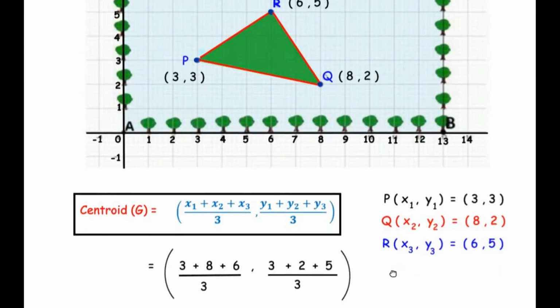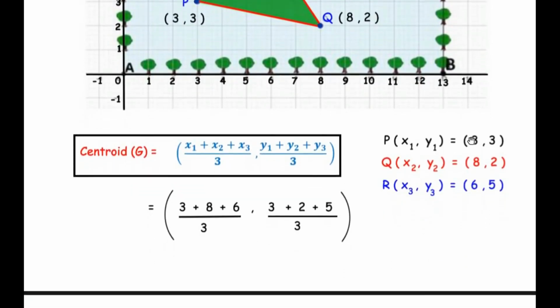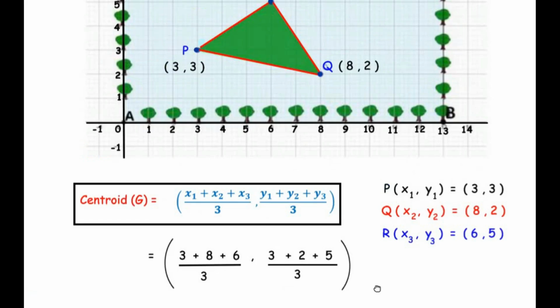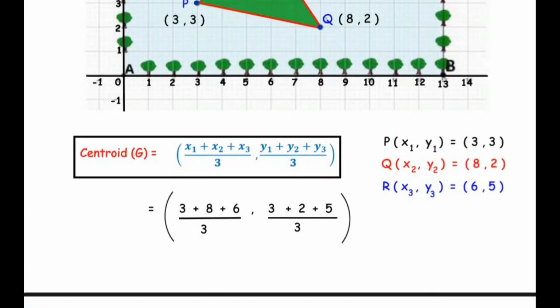Now let us begin by substituting the values of x1, x2, x3 and y1, y2 and y3. So for x1, x2 and x3 we have (3 plus 8 plus 6) divided by 3 and for y1 plus y2 plus y3 we have (3 plus 2 plus 5) divided by 3. Now let us add the numerators. So we get the x coordinate of the centroid as 3 plus 8 plus 6 is 17 over 3 and 3 plus 2 plus 5 is 10 divided by 3.